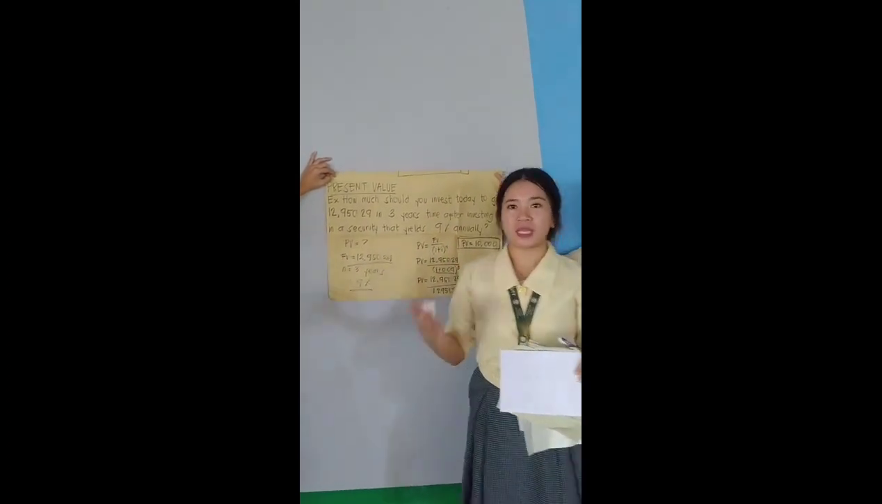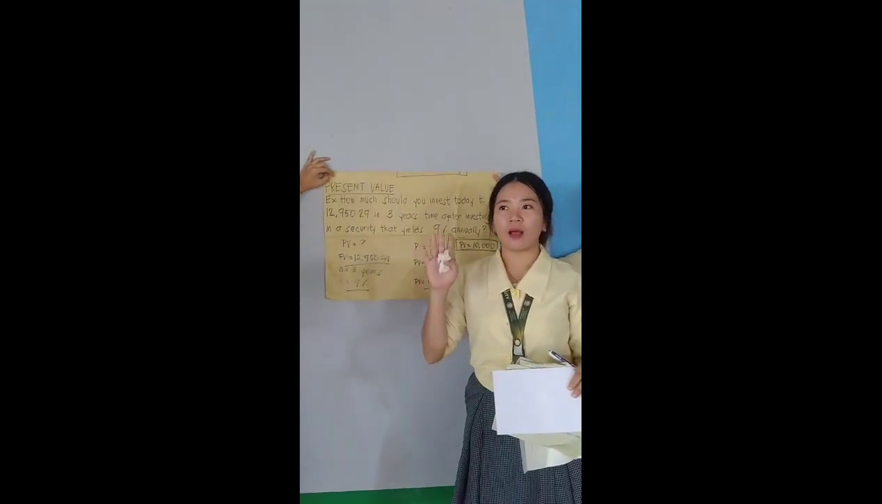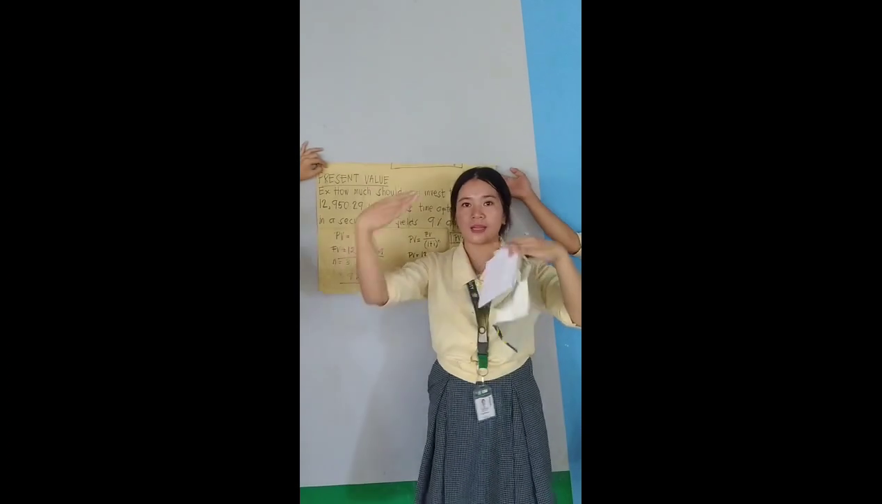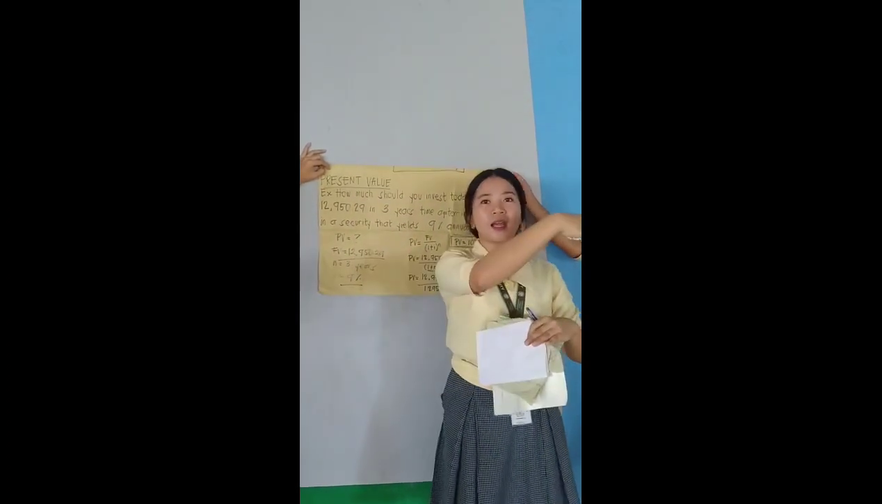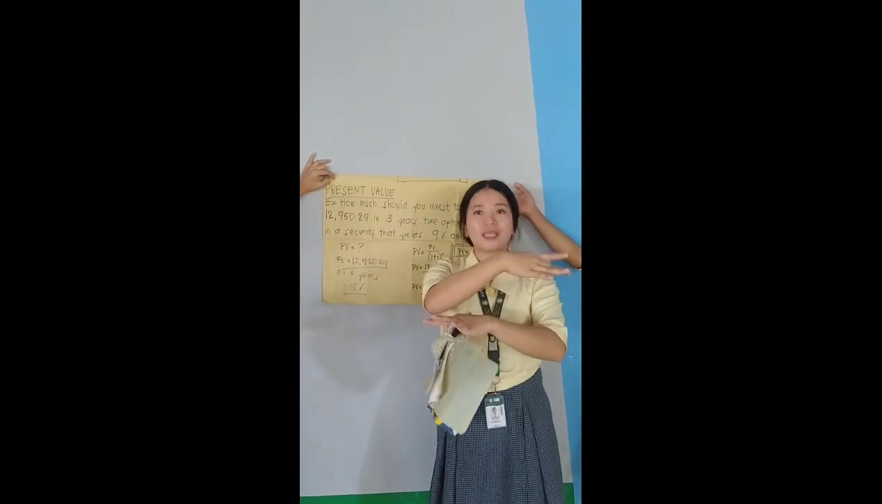Compounding interest means going forward, while for the present value we use discounting, which means going backward. From present value going to future value, and from future value going back to present value.